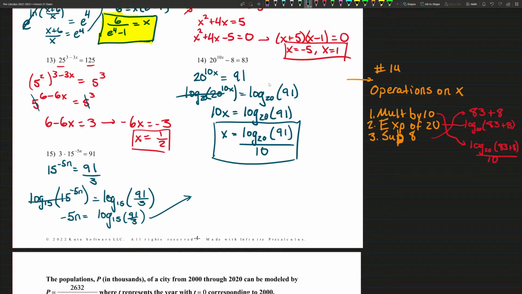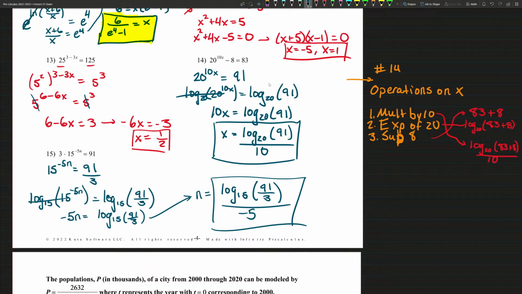And then we're just taking everything and dividing it by negative 5. So we get n is equal to log base 15 of 91 divided by 3, all divided by negative 5. And that'll be our answer. You can also take this, get a number, and plug it back in and see if it works.